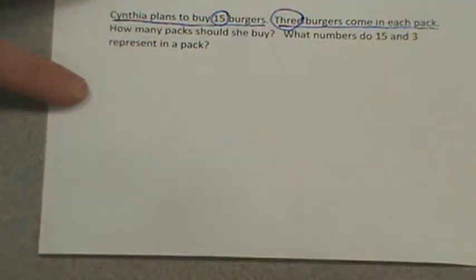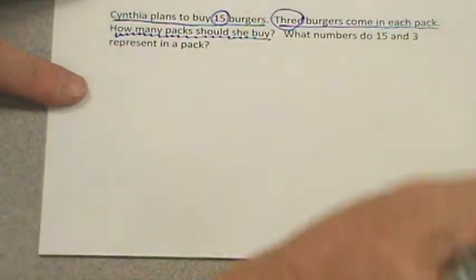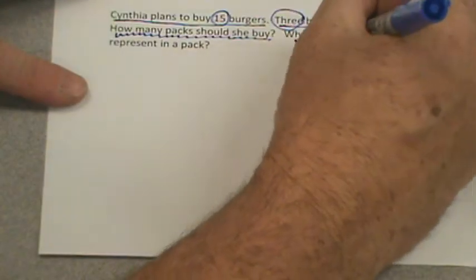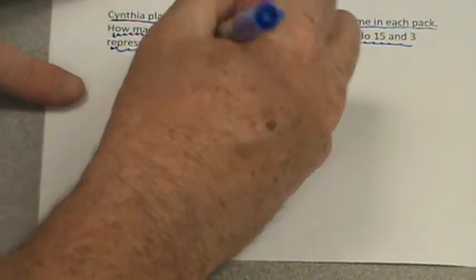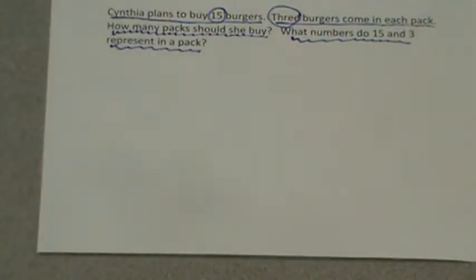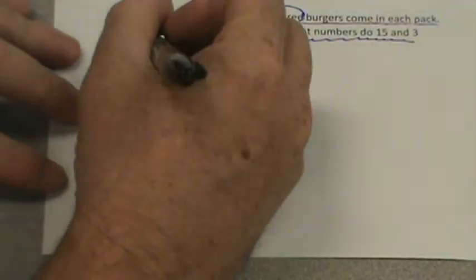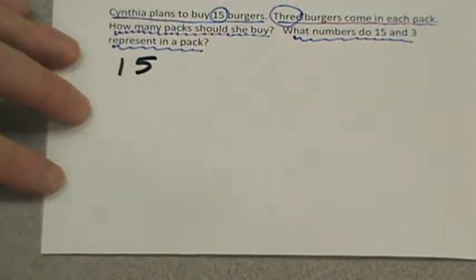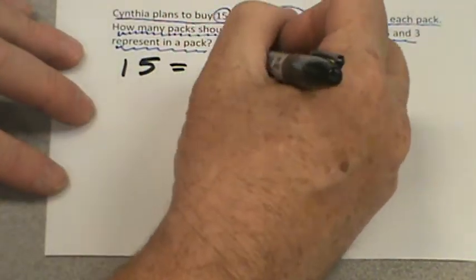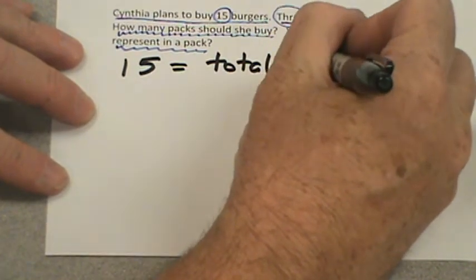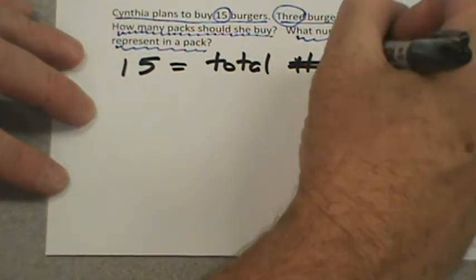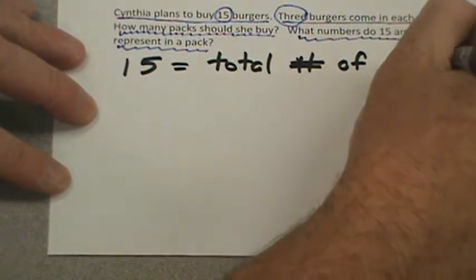So what we're trying to find out is how many packs should she buy? And what numbers do 15 and 3 represent in a pack? So we know we're going to buy 15 burgers, right? And they come 3 to a pack. So 15 is what? What does 15 represent? It represents total, and write this with me, number, that means number, of burgers.